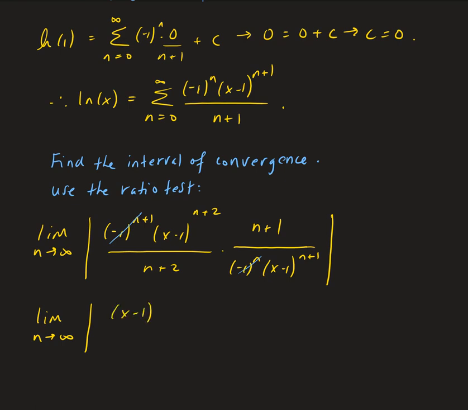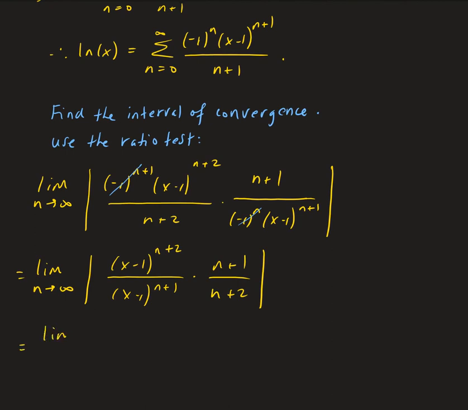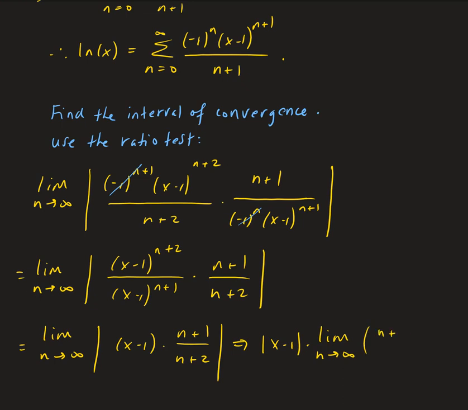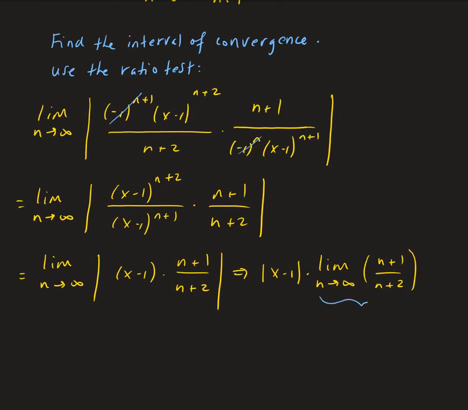So we're going to have (x - 1)^(n+2) divided by (x - 1)^(n+1) times (n + 1) over (n + 2). The (x - 1)^(n+2) divided by (x - 1)^(n+1) leaves us with an x - 1 on top, and then we have (n + 1) over (n + 2). So this is equal to the absolute value of x - 1 times the limit as n approaches infinity of (n + 1) over (n + 2). This limit is equal to 1.